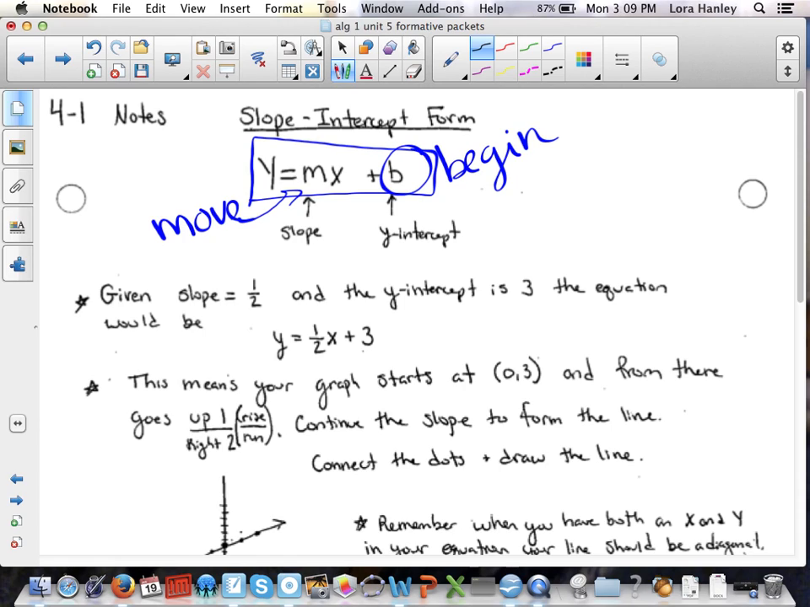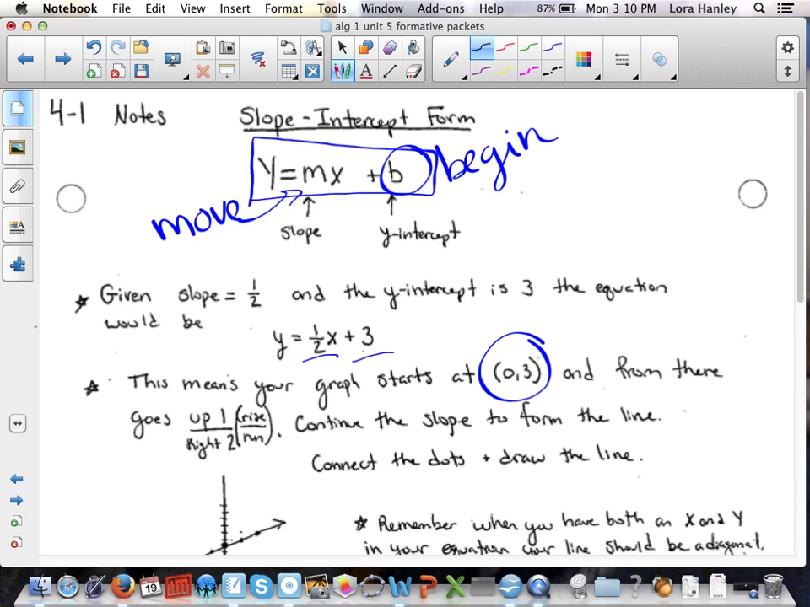So originally, if you were given a slope and a y-intercept, you can fill out your equation as y is equal to 1/2 x if 1/2 is our slope, and plus 3 because our y-intercept is a positive 3. If it were a negative 3, then it would be a minus 3 at the end of your equation. So this means that our graph is starting at the point (0, 3), and then it tells you how to move up 1 and to the right 2.